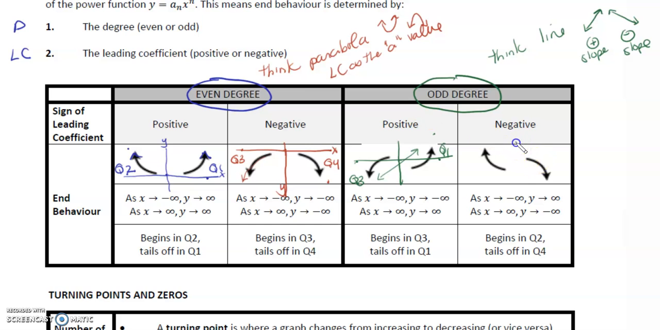Right, just making those connections. Okay, and what about negative? If we had a negative slope, our line would look like this. The same happens if we had x cubed, x to the 5, any odd degree. So as x approaches negative infinity, y approaches infinity. As x approaches infinity, y approaches negative infinity. And we can say that this is Q2 to Q4.